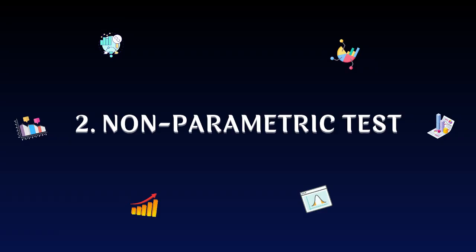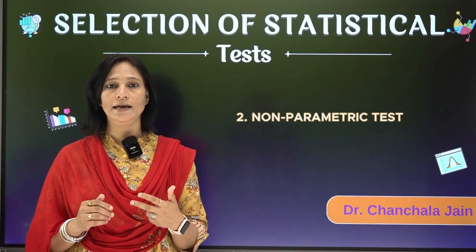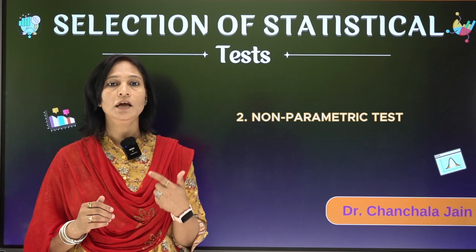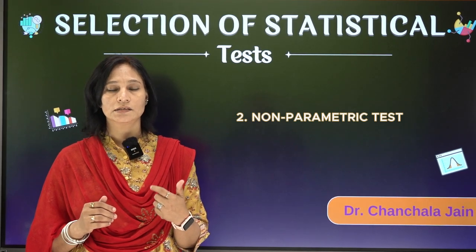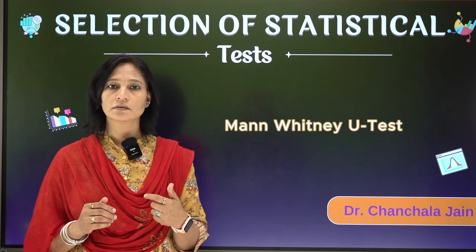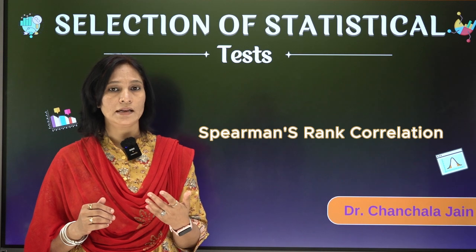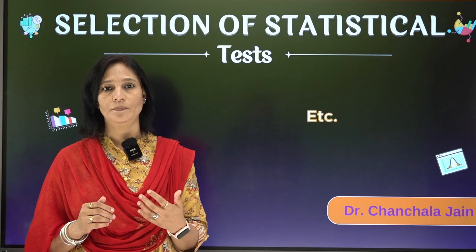The second category is the non-parametric test category. If our data is not following the normal distribution, or when we have categorical data, in such cases we apply non-parametric tests. Under this category, we can keep chi-square test, Mann-Whitney U-test, Kruskal-Wallis test, Spearman rank correlation test, etc.